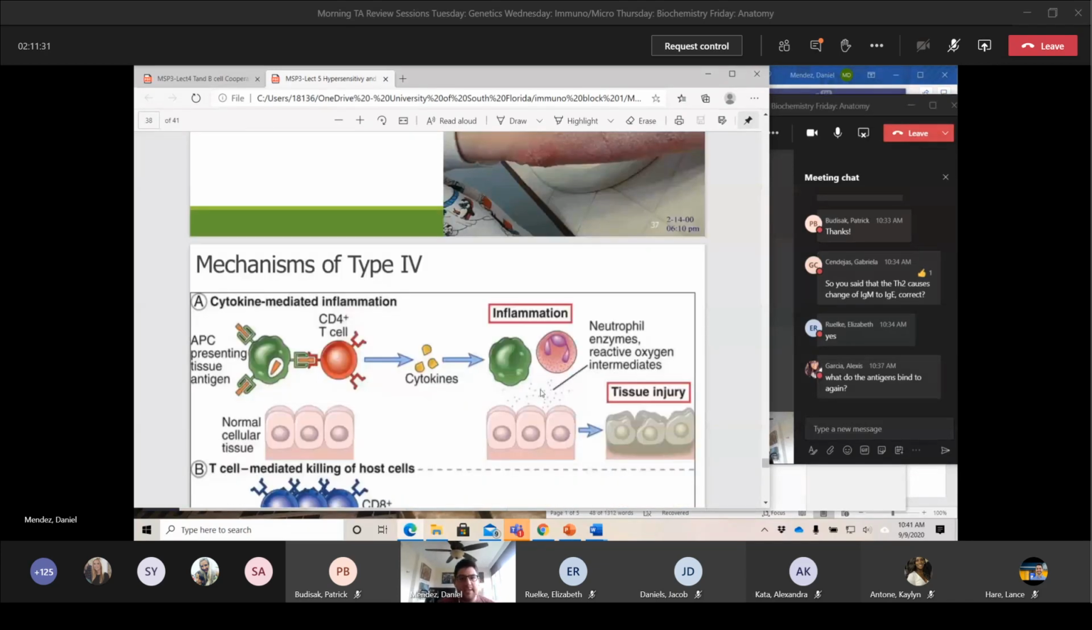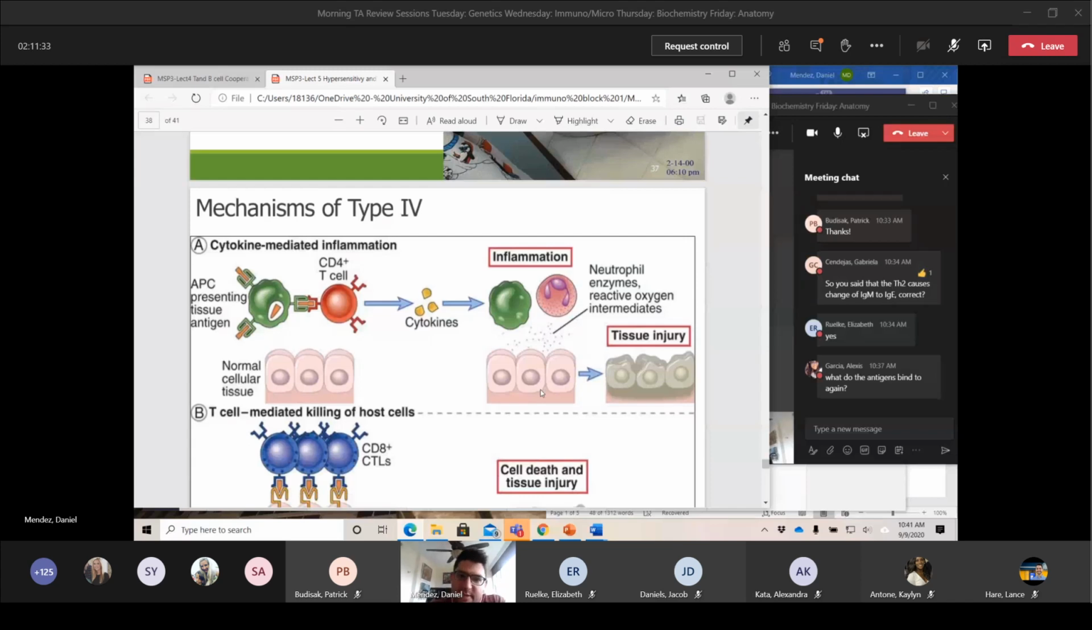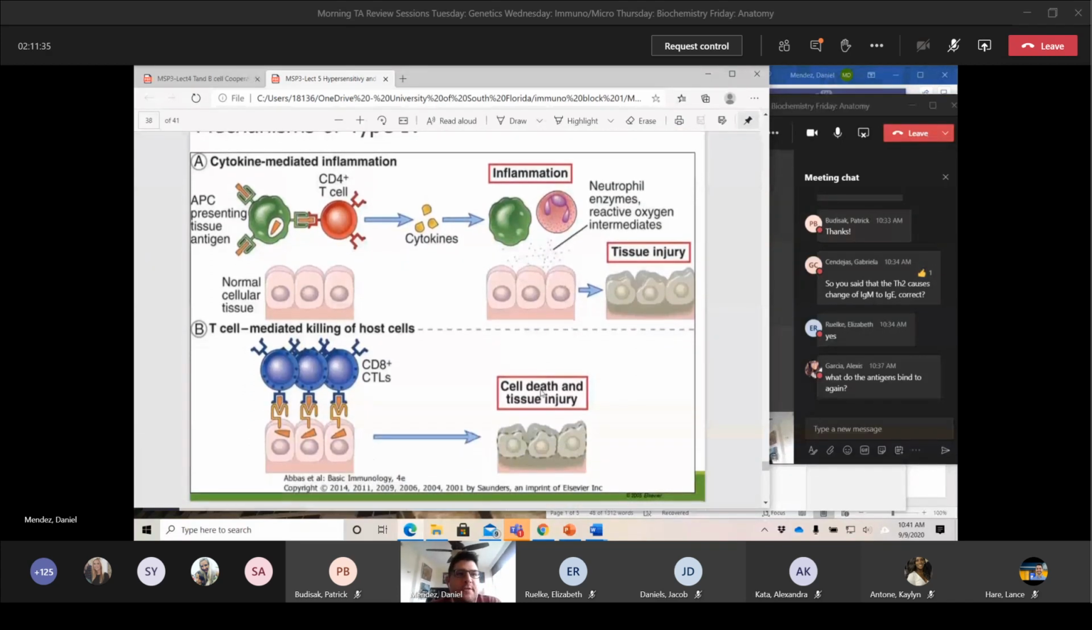So the mechanism behind it, this is the mechanism for how inflammation is going to kill almost anything here. So cytokine mediated, the cytokine storm is going to recruit neutrophils and macrophages, and the neutrophils and the macrophages are actually going to release ROS, which is going to kill the tissues. Or the T cell mediated is going to be the T cells, so the cytotoxic T cells, the CD8s, binding and inducing apoptosis in those cells. So this is what we're going to see in the type 4.